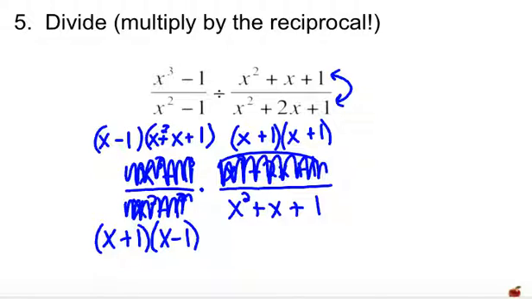Okay, so we're going to cancel what we can. x minus 1 and x minus 1 will cancel. x squared plus x plus 1, x squared plus x plus 1 are on diagonals, so they cancel. And x plus 1 on the diagonal will also cancel. So our final answer is x plus 1. In the next video, we'll talk about how to add and subtract these.